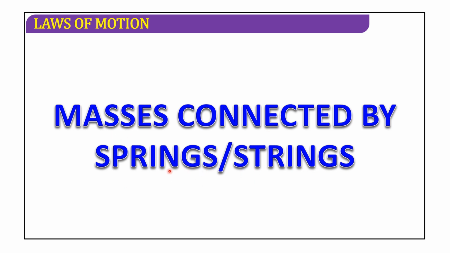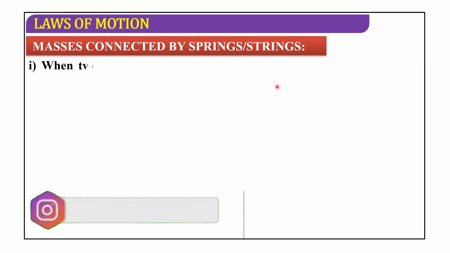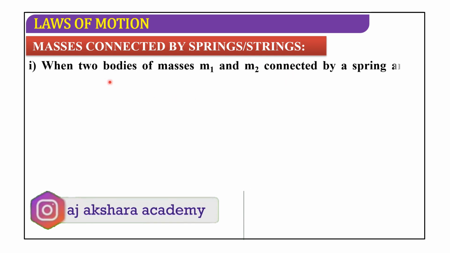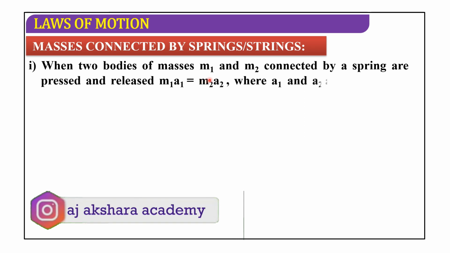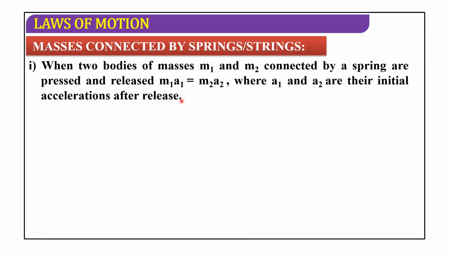Okay, let us go to today's session. First one, masses connected by springs or strings. Let us discuss. When two bodies of masses m1 and m2 connected by a spring are pressed and released, then m1a1 is equal to m2a2, where a1 and a2 are their initial accelerations after release.